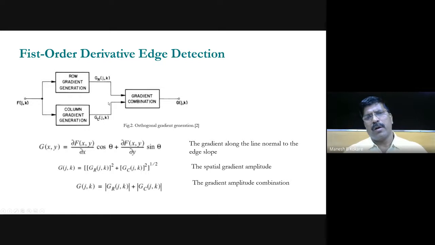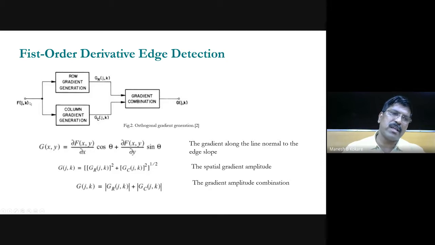Now keep in mind that when you apply it row wise, the mask is such that it will detect the vertical edges. When you apply it column wise, you will see gy, and when you apply it row wise, you will see gx. So let's see how edges are detected in that.